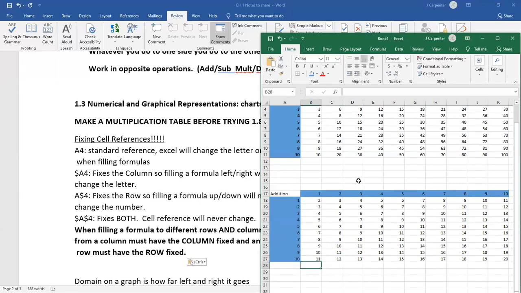Do this on your own. After you do it again, do it again. Do it until you can knock this out in a couple of minutes. This is an assignment that you should be able to complete in no more than 5 minutes. Making a multiplication table or making an addition table, one or the other, 5 minutes.